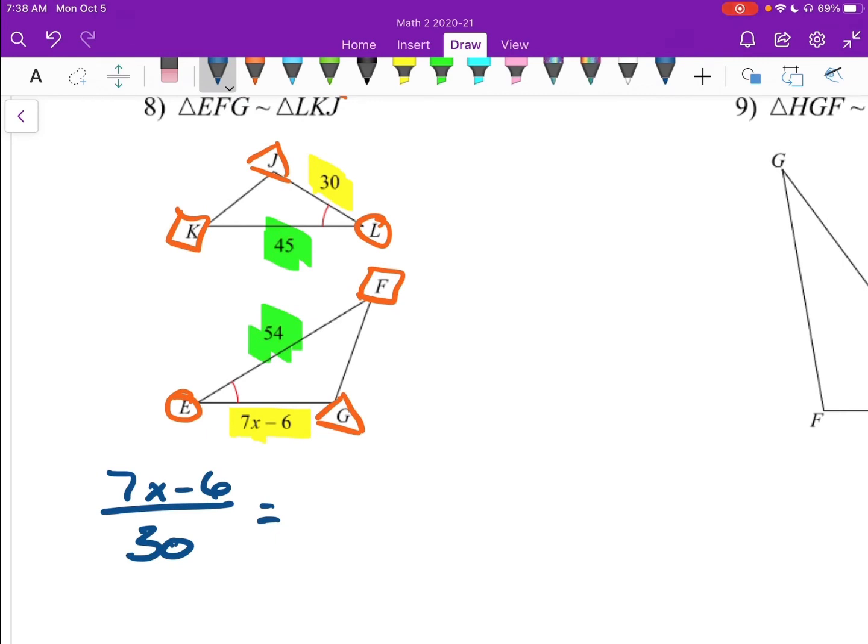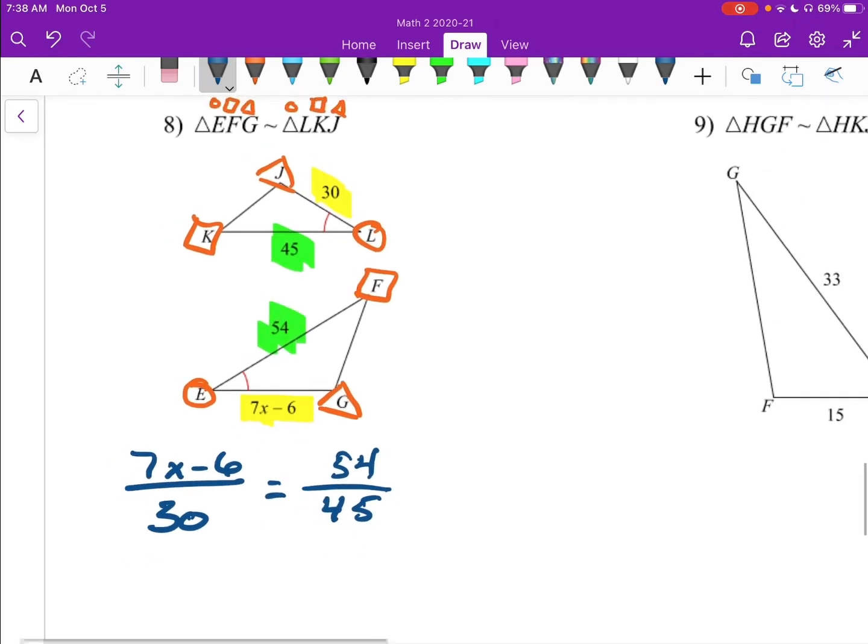And then I have to go back to my original triangle. So see that the 7x minus 6 goes with the bottom triangle. So I need to have 54 on top also, because 54 goes with the bottom triangle. And then 45. To me, that's the hardest part of the problem. Now we just have to do the algebra to solve.